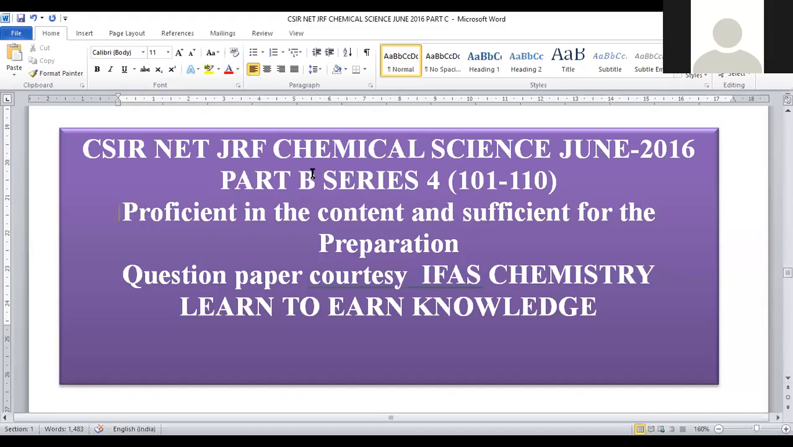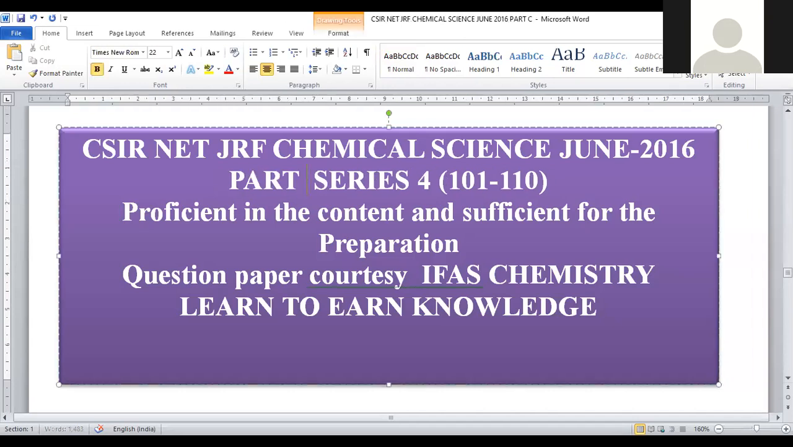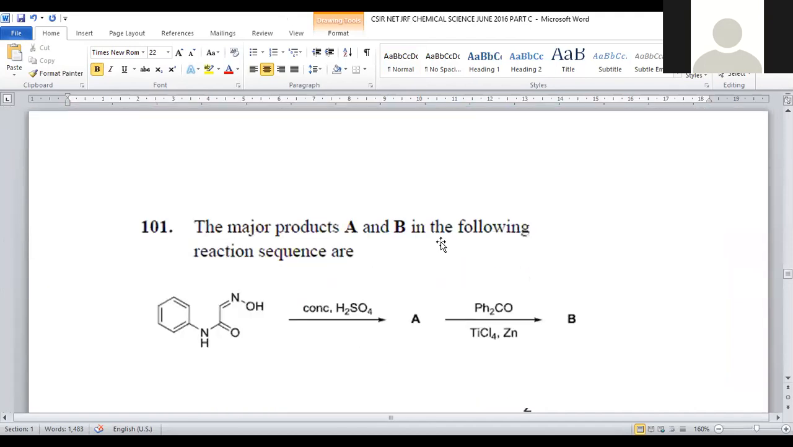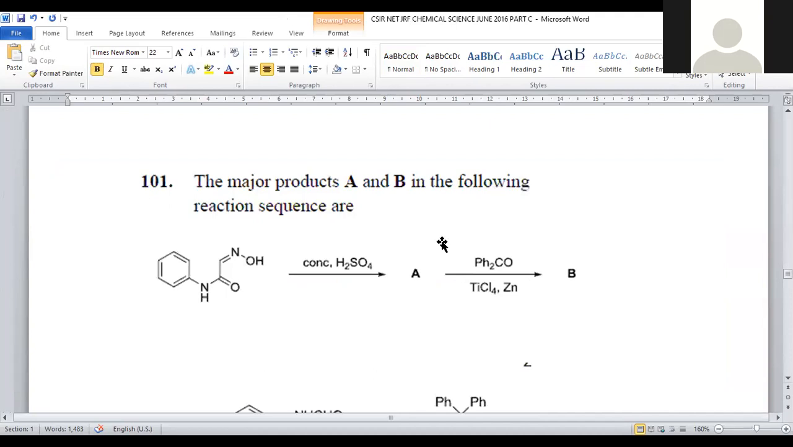Here it will be Part C. In Part C Series 4, we are going to cover question numbers 101 to 110 of the June 2016 CSIR NET Chemical Science question paper. Let us discuss question number 101. The major products A and B in the following reaction sequence.